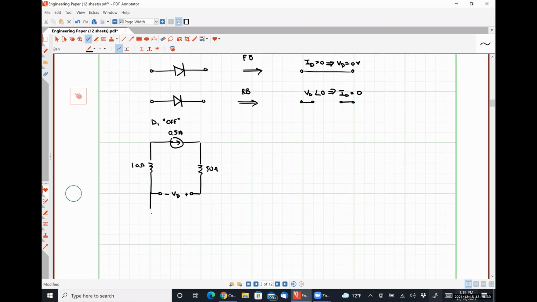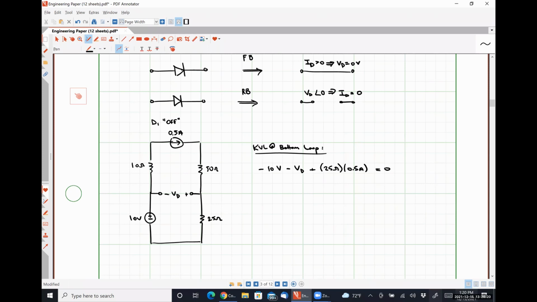Then we have our 10-volt source down here. Our 25 ohm resistor here. All right. So if we do Kirchhoff's voltage law around our bottom loop, what we will observe is that negative 10 volts minus VD plus 25 ohms times half an amp is equal to 0. Everybody okay with that KVL equation?